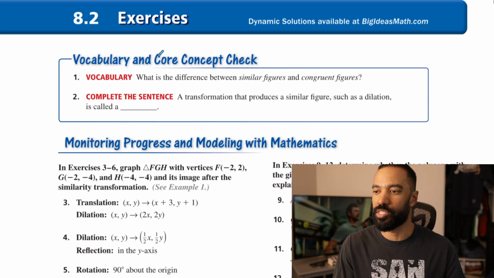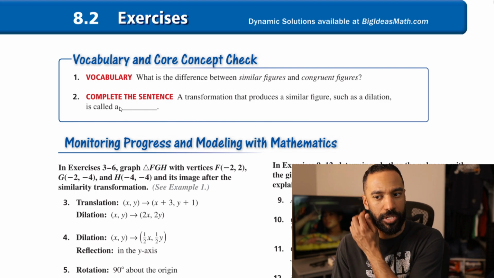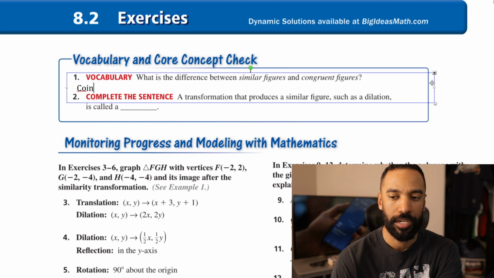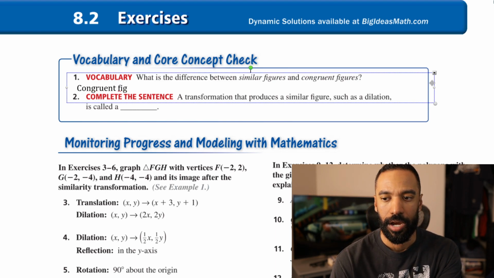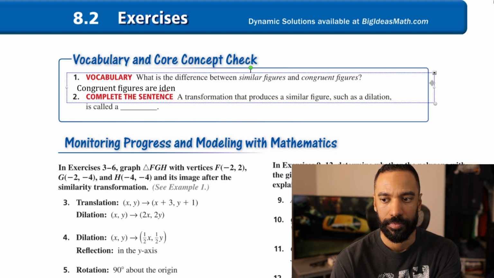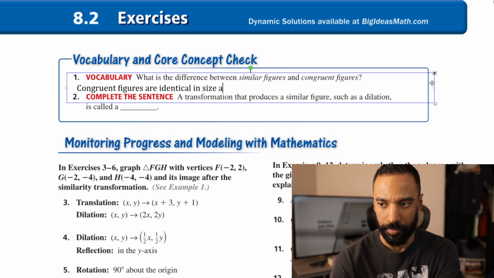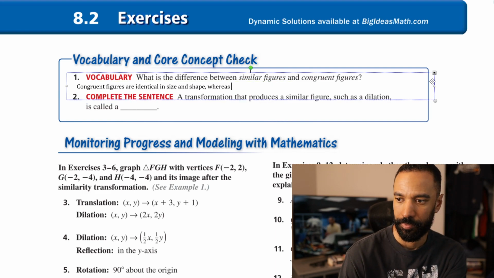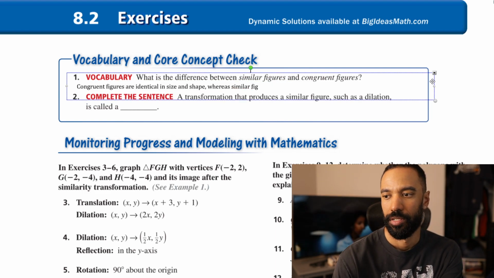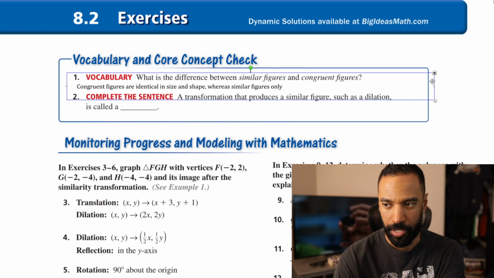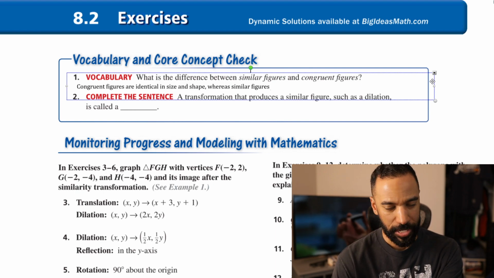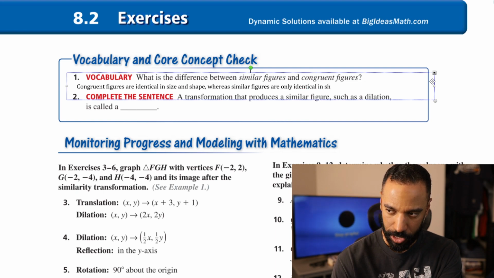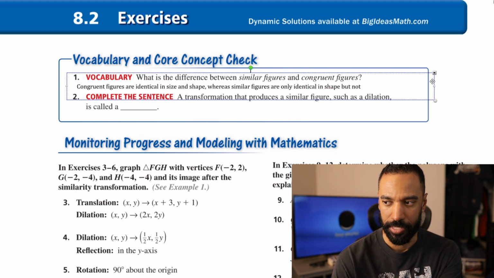What is the difference between similar figures and congruent figures? So, yeah, this really needs to be answered pretty well here. Congruent figures are identical in size and shape, whereas similar figures are identical in shape, but not size.